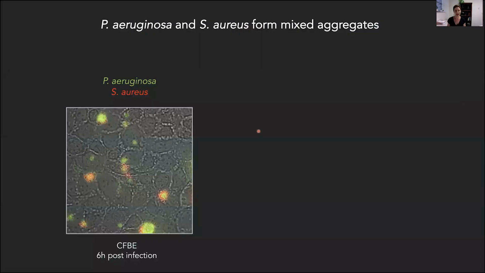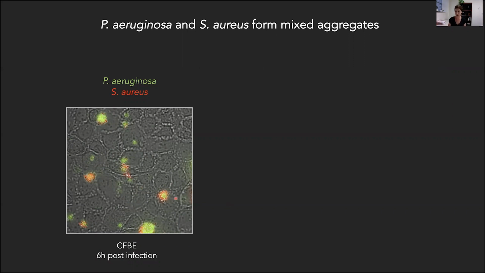So again, on our model of CF bronchial epithelial cells, here's some microscopy looking at what that looks like when we infect Pseudomonas and staph on these monolayers. And what we constantly see, when we fluorescently label staph in red and Pseudomonas in green, is that Pseudomonas and staph form mixed aggregates on these epithelial cells. So they attach to the surface and then form little clusters together.